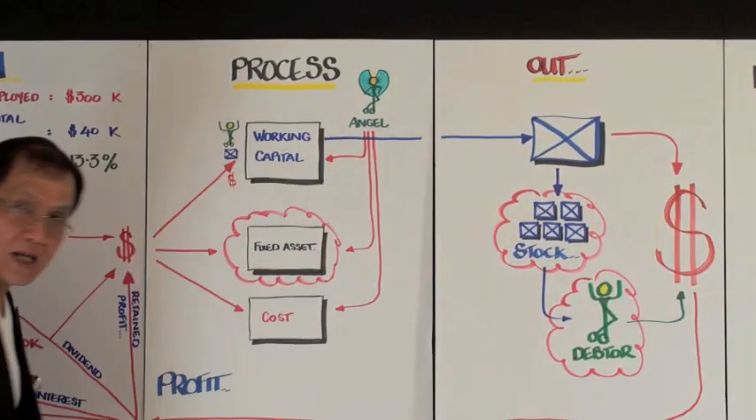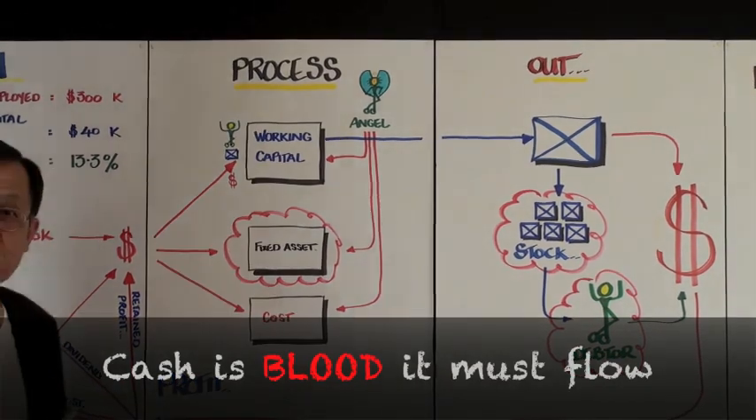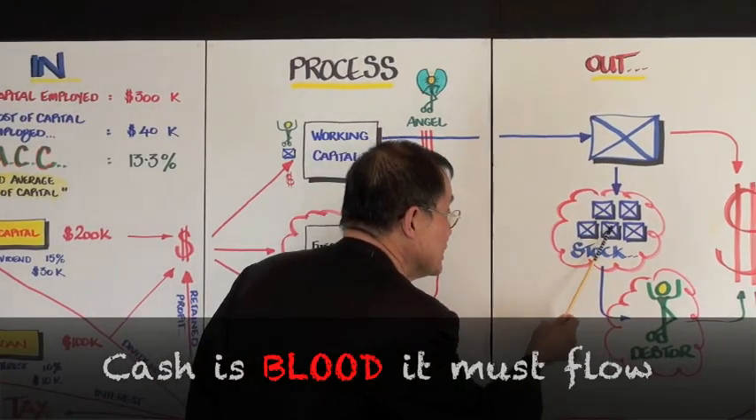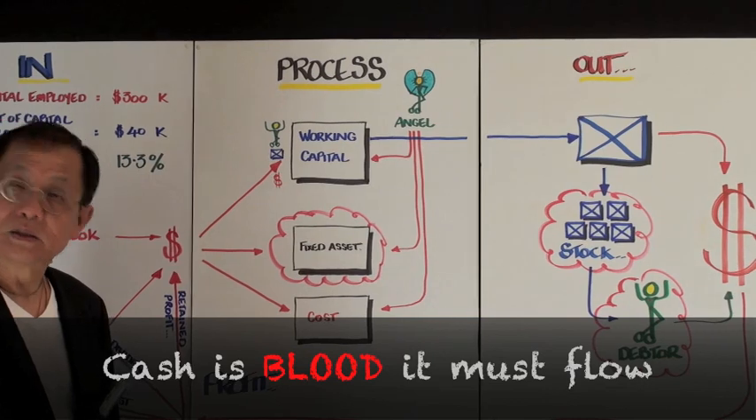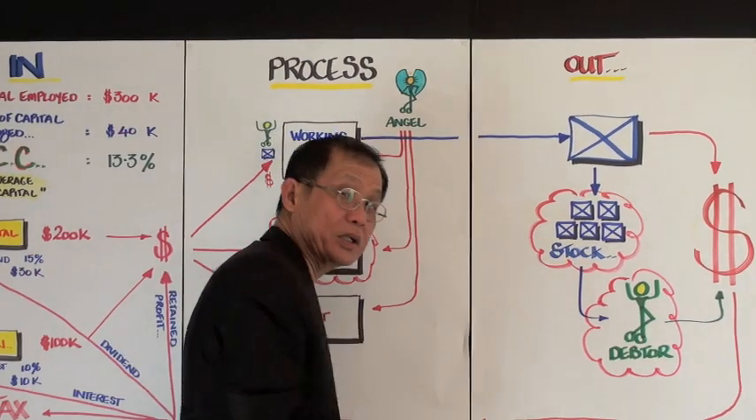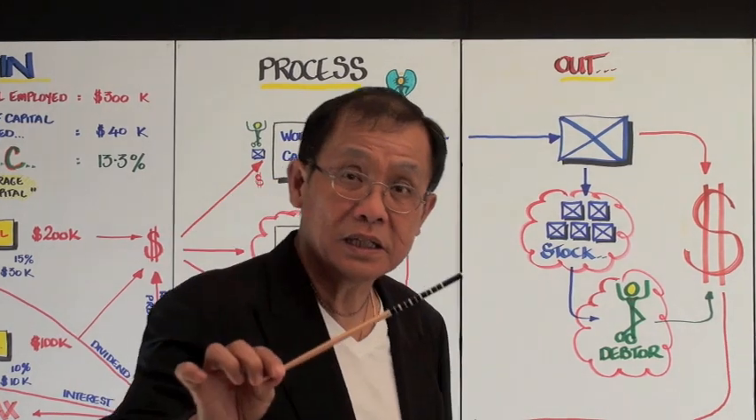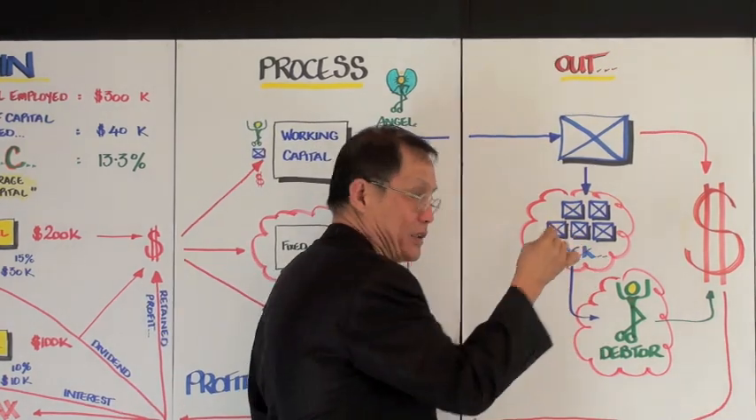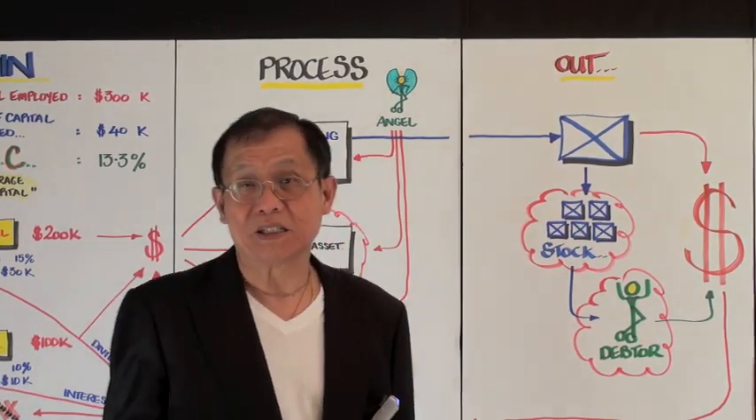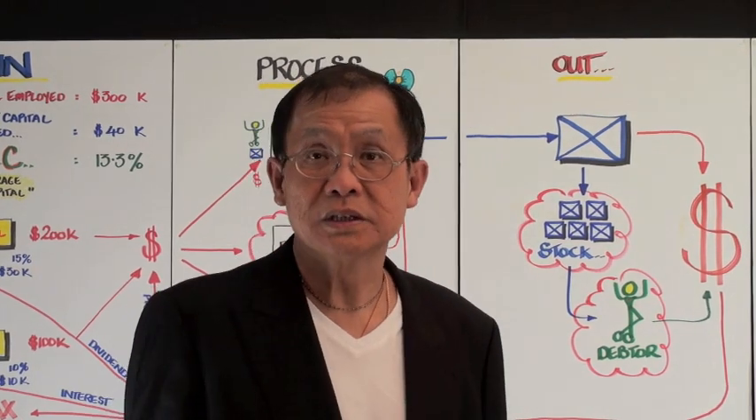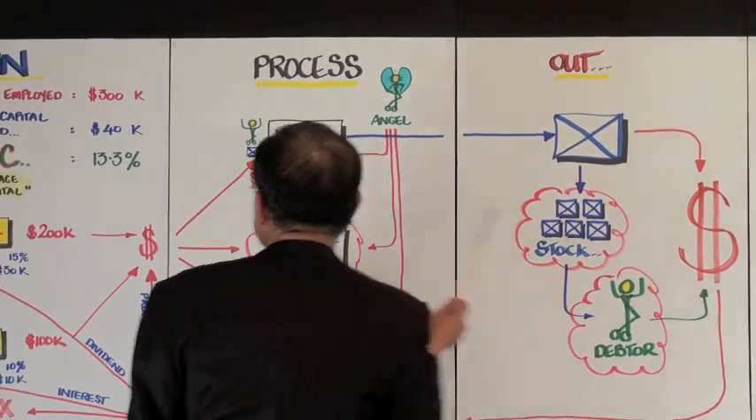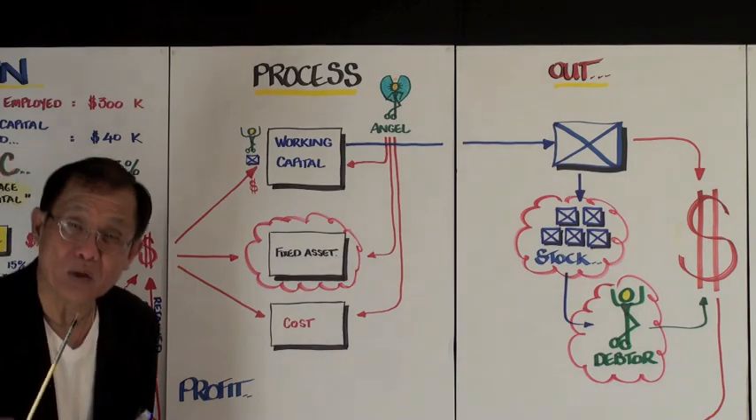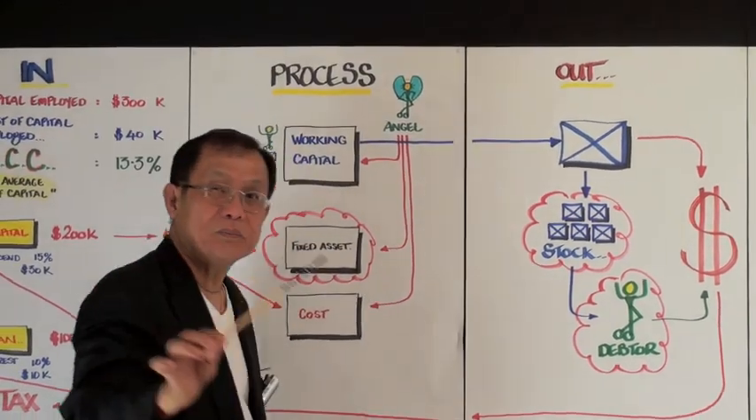Now, if cash is blood, blood must flow to keep the system moving, to keep the body healthy. Now, is this blood moving? This blood is not moving. Product, as we said earlier, is money in another form, or what we call money in disguise. If you have $1 million stock, it's almost similar to taking $1 million and locking it up in the warehouse, sitting there. As it is sitting there, it is costing you your weighted average cost of capital. So that's why you hear very often accountants say, keep your stock low.